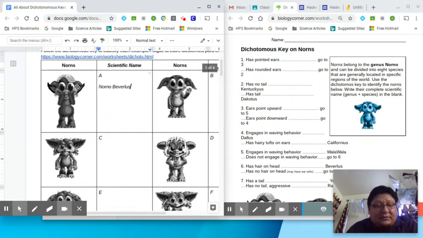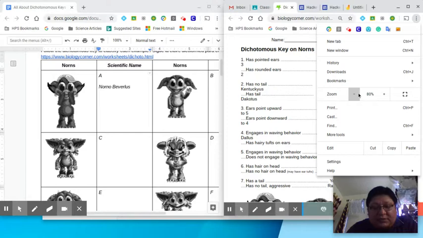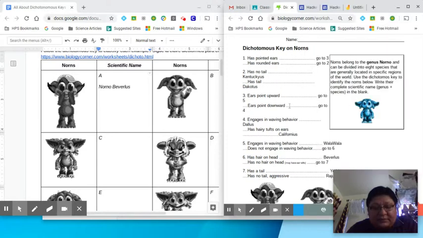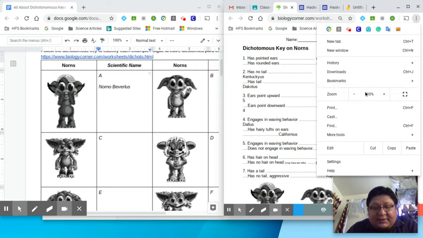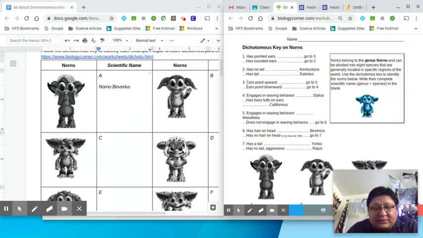All right, so for A, has pointy ears, go to 3. Has rounded ears, go to 2. Let me make this a bit smaller. There you go. It has pointy ears, so I'm going to number 3. Now in number 3, it says ears pointed upward, ears pointed downward. Ears here are pointing upward, so I go to number 5.